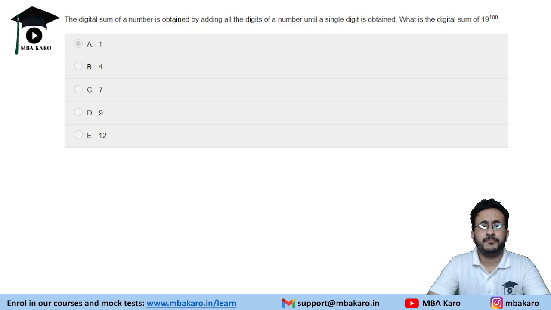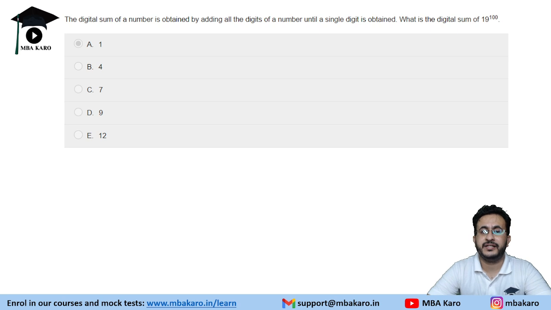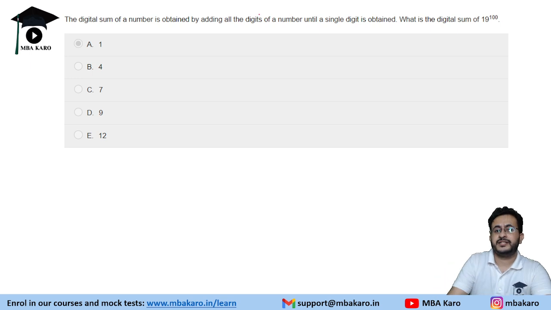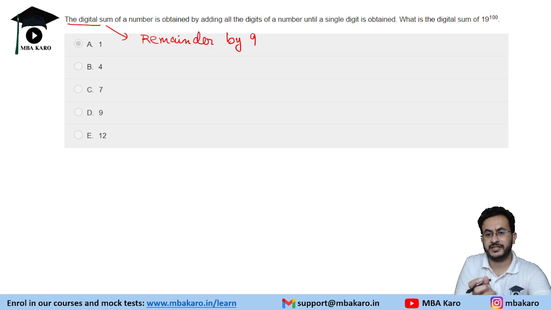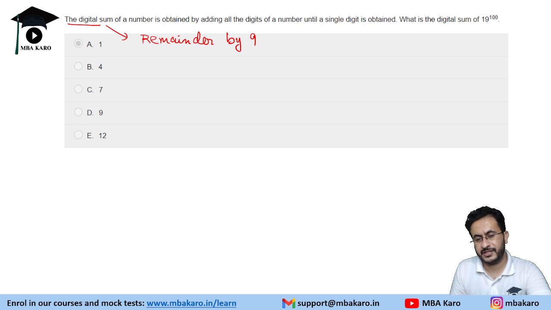The digital sum of a number is obtained by adding all the digits of a number until a single digit is obtained. What is the digital sum of 19 raised to the power 100? Again, a question on number system. So digital sum is basically by adding all the digits. So digital sum is also the remainder by 9. So what do we do in remainder by 9? We add the digits. Whatever is left, that becomes the digit sum.